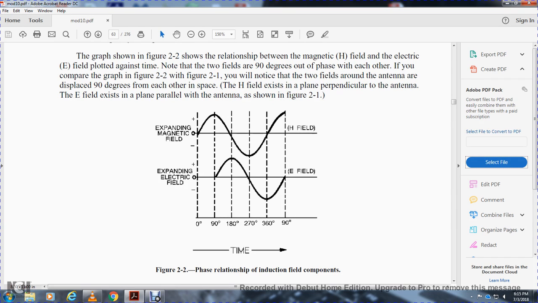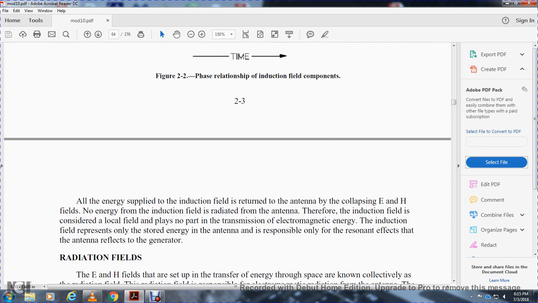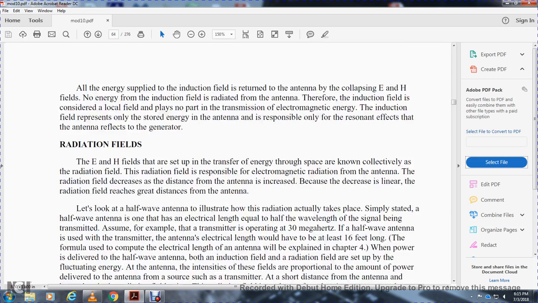The expanding magnetic field and the expanding electric field. All the energy supplied by the induction field is returned to the antenna when the electric and magnetic fields collapse, with no energy of the induction field being radiated through the antenna. Therefore, the induction field is conserved. The induction field plays no part in the transmission of electromagnetic energy; it represents only stored energy for the antenna, and only the resonant effect of the antenna reflects back to the generator.